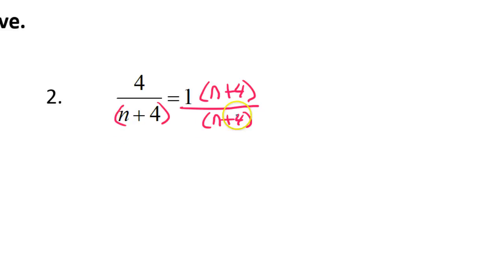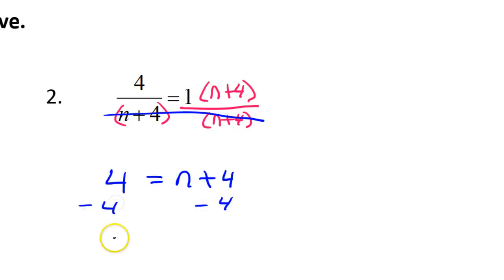So if the denominators are the same, then the numerators must be equal. So that means that 4 must equal n plus 4. Okay, in other words, it's the same thing you would get if you canceled out the denominators. So if I were to subtract 4 from both sides at this point, that would give me 0 is equal to n. And that would be the answer.